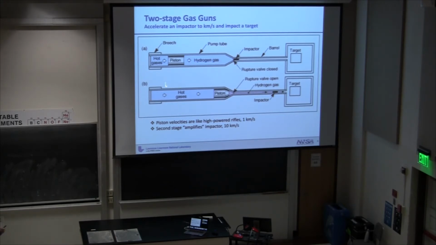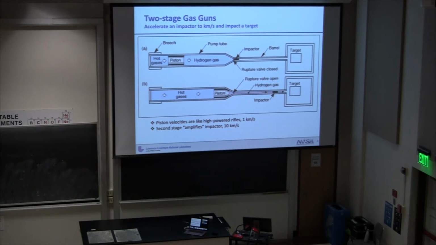So sometimes we call this the piston or the sabot or other things. It has all kinds of names, the bullet. This guy goes at sort of typical high-powered rifle type speed, so a kilometer per second. This is literally like a gun that's on a Navy boat or something like that. And then the second stage amplifies things by something like a factor of 10. So these get up to something like 10 kilometers per second. And then this impactor is going to hit our target, and we're basically going to measure things after that.